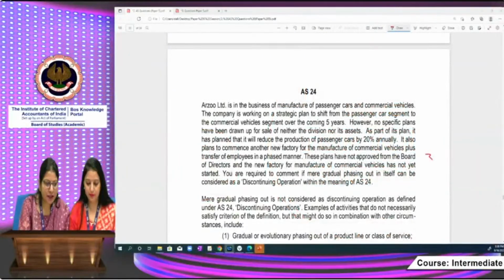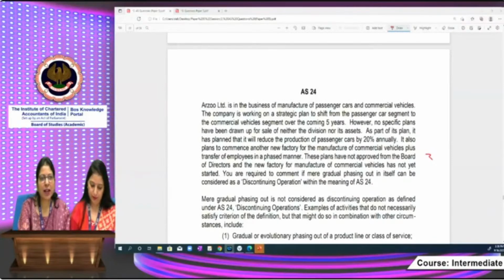Welcome back, students. So we were continuing our discussion on AS24, where we were discussing that AS24 has to give the information about any discontinuing operation, and we have to report it in our financial statements. Proper disclosure for any discontinuing operation has to be made.